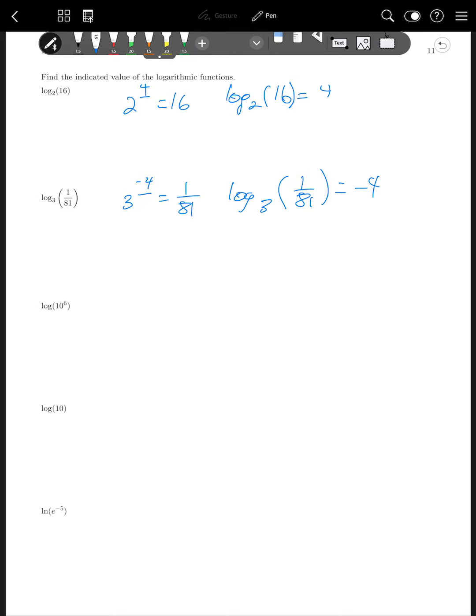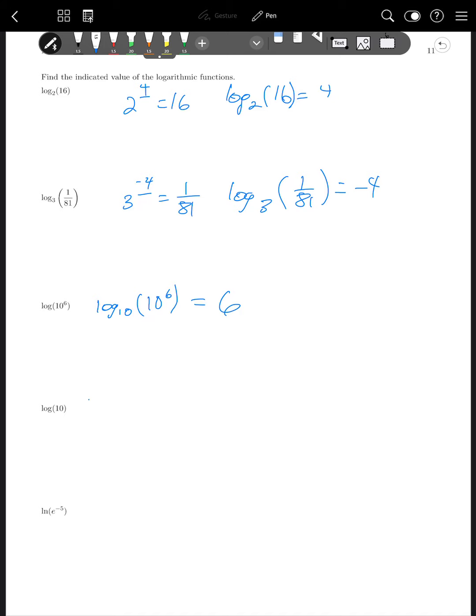Notice here, when I took 2 to the 4th power, I got an integer. Here I got a fraction. So that was the key, the thing to notice to know that this was going to be a negative. Then log of 10 to the 6th is simply log base 10 of 10 to the 6th. And as we mentioned on the last page, when the bases are the same, they cancel each other out, and this would just be 6.